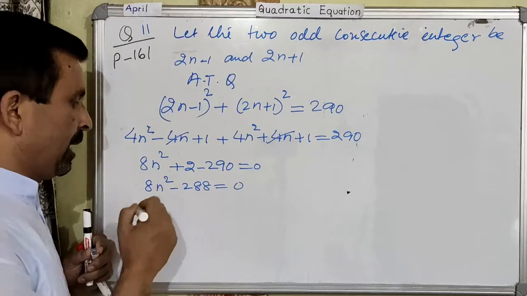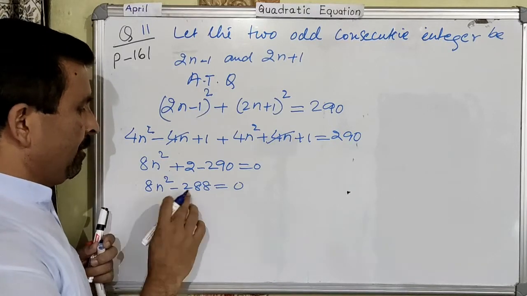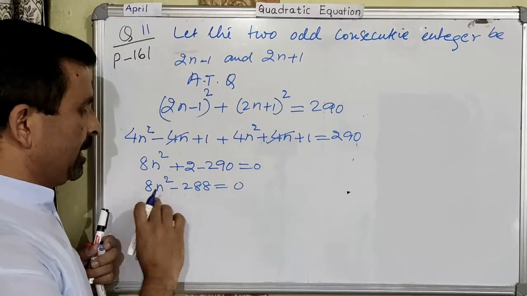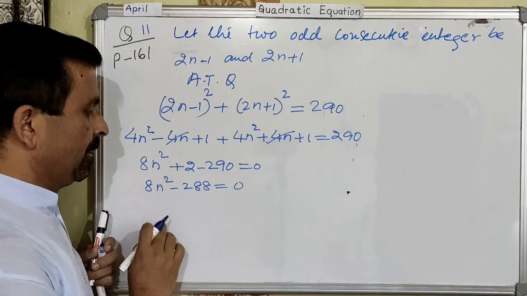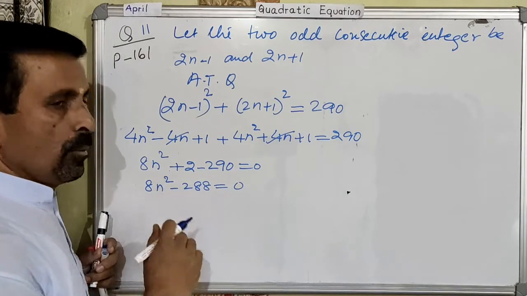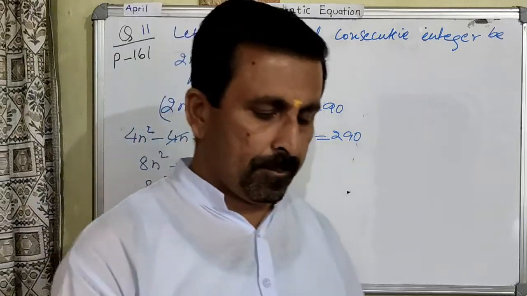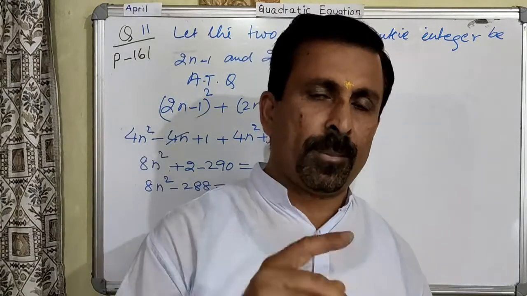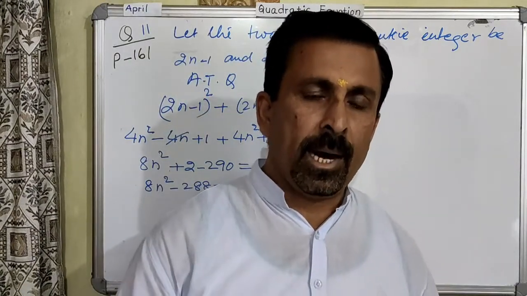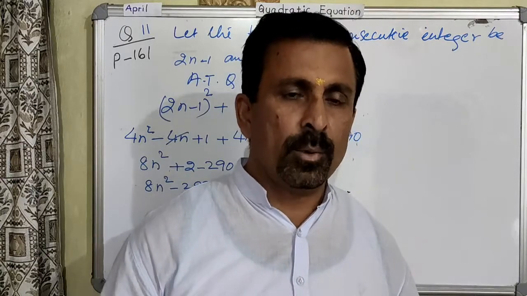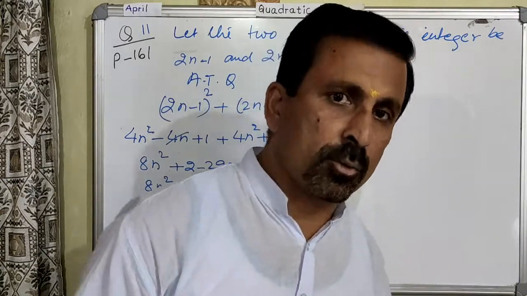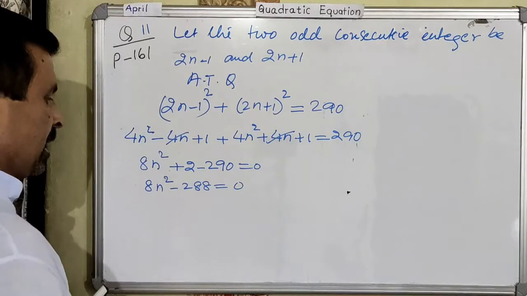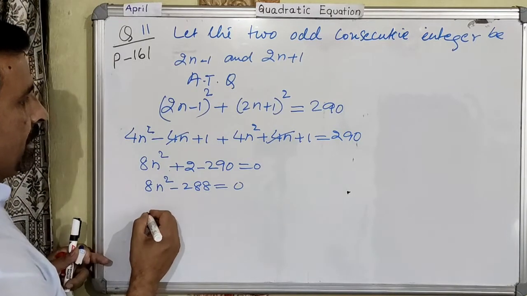Clear? Now, this is a binomial, right? This is a binomial. Now, with a binomial we were doing two things. First of all you have to apply the common factor method, and after that, if it is possible, we can also apply difference of square. So let us apply first of all the common factor method.